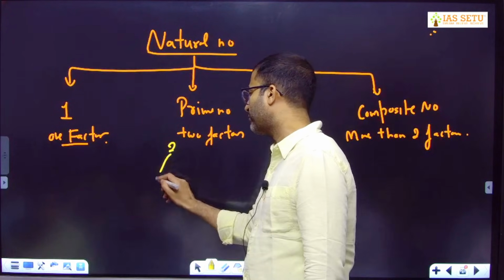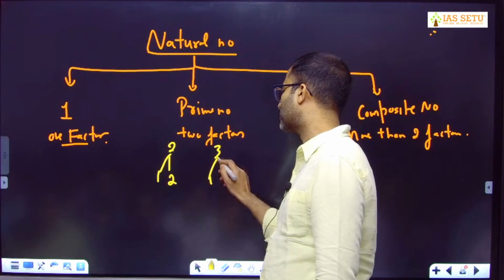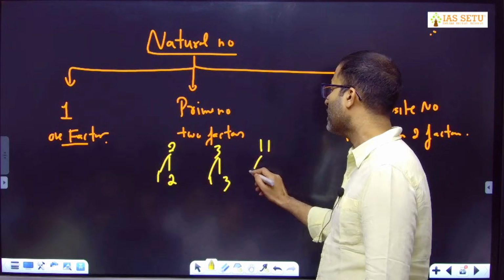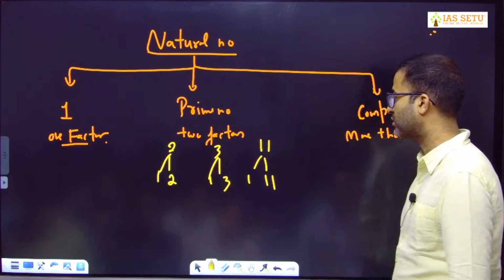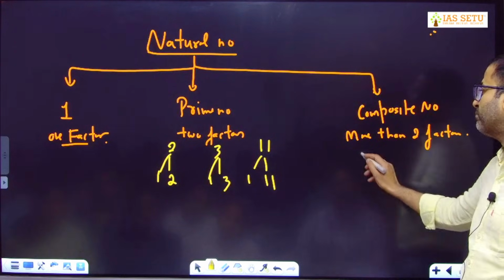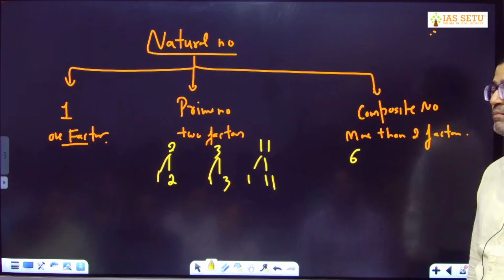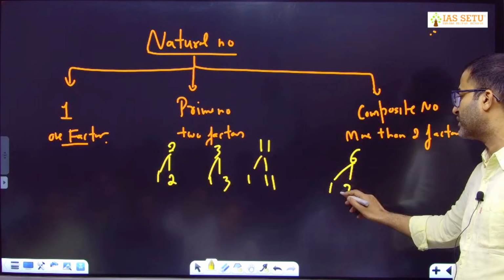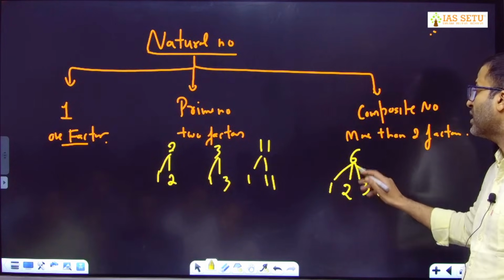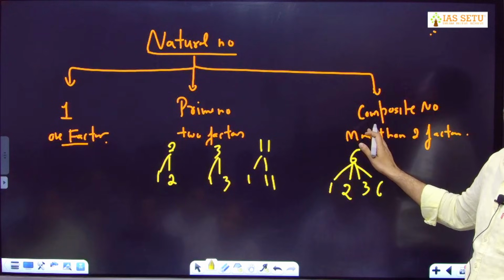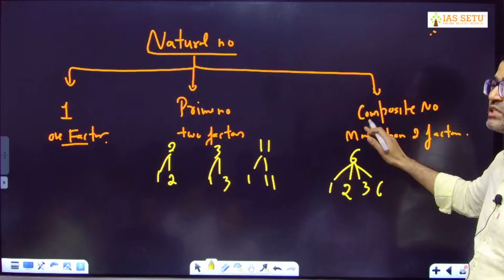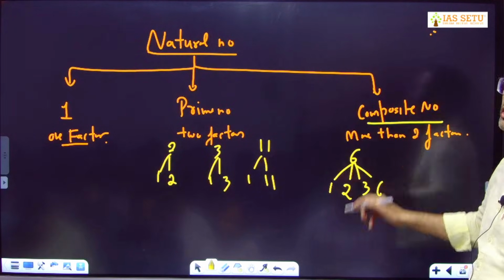2 is divisible by 1, 2 is divisible by 2, 3 is divisible by 1, 3 is divisible by 3, 11 is divisible by 1, 11 is divisible by 11. I give a negative example, 6, which is divisible by more numbers. 6 is divisible by 1, 2, 3, 6, and we start calling these composite numbers. So natural numbers which have more than 2 factors, we start calling these composite numbers.